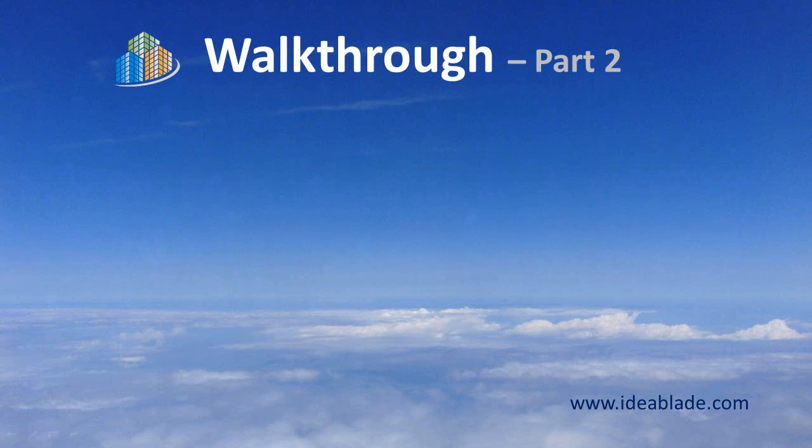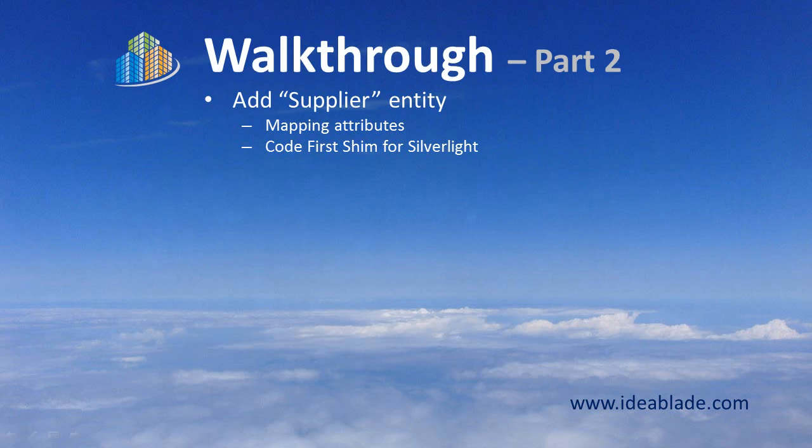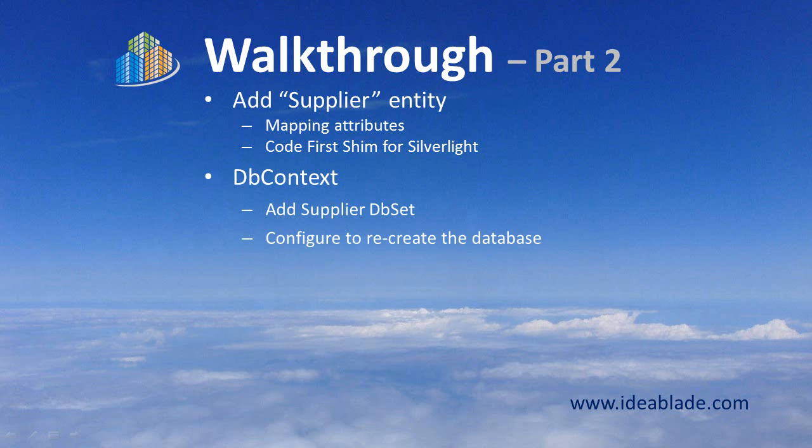Here in Part 2, we'll add a new Supplier entity. Supplier won't conform to the Entity Framework conventions, so we'll use attributes to configure the mapping. These attributes don't exist in Silverlight. On the chance that we'll use the model in a Silverlight client, we'll add the Code First Silverlight shim that finesses the problem. We add the Supplier DbSet to the custom DbContext.